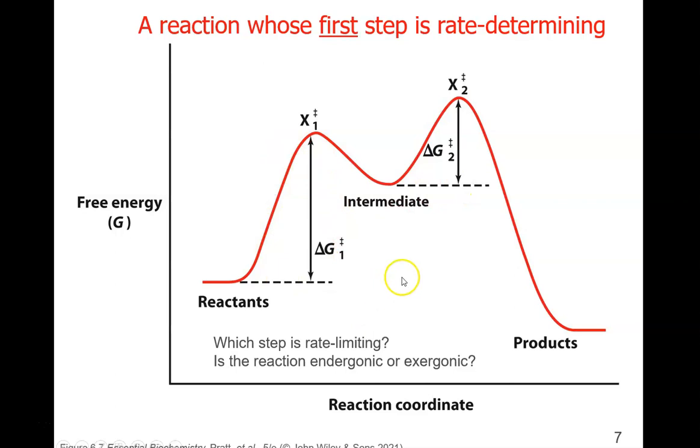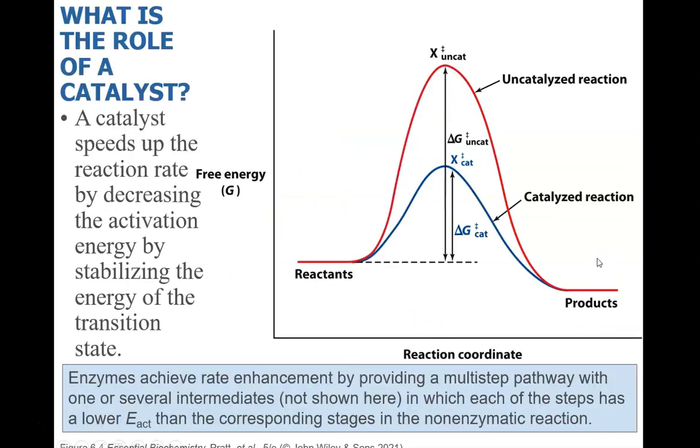So the first step is the slow step, or the rate limiting step. And again, if we compare the free energy of the reactants and the products, we can see that the products have a lower free energy. So this is an exergonic reaction, and it will have a negative delta G.